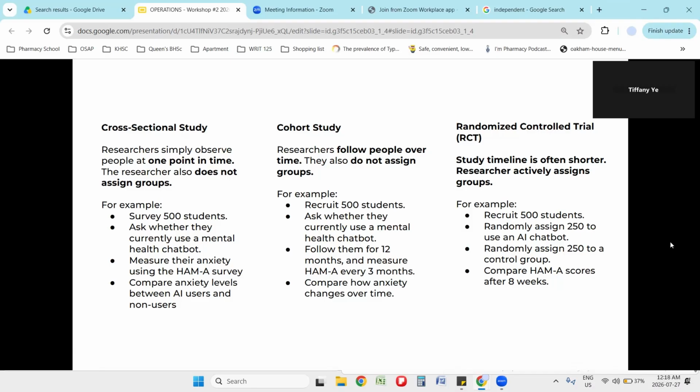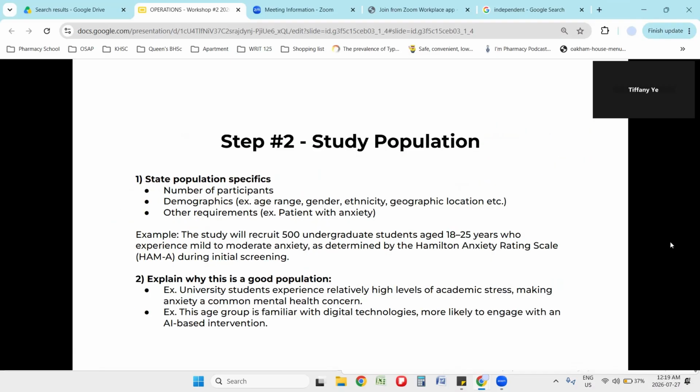So in this case, the researchers are tracking the participants over a shorter period of time, and they have decided who is using the AI chatbot and who isn't. So this is just a way to illustrate the differences between these three research designs, and it is up to you to decide which one you think fits your hypothesis the most. Now let's move on to the second aspect of experimental methods, and that's choosing your study population.